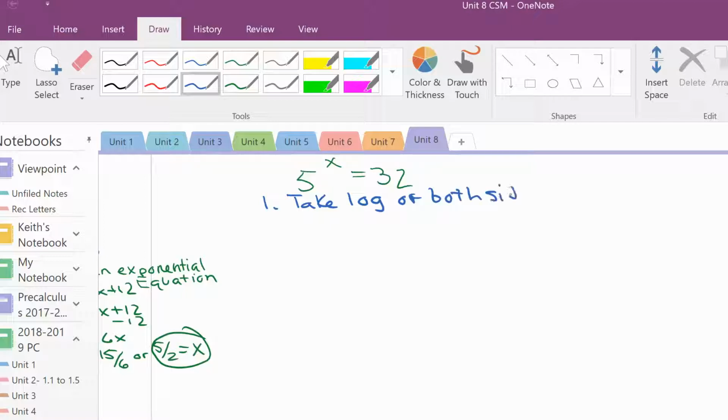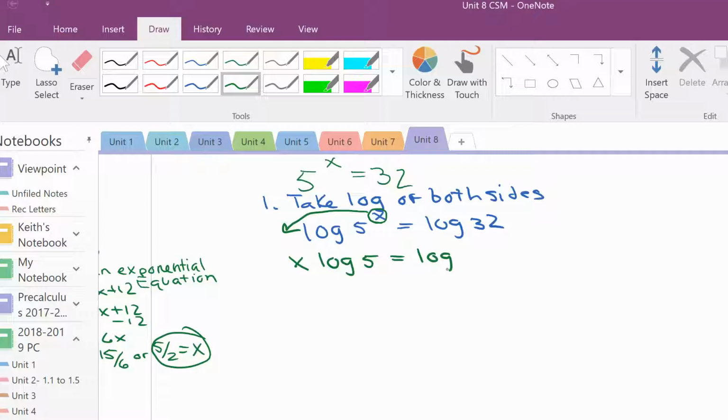The reason that we're going to take the log of both sides is we need something to get the x out of the exponent. So we're going to go log 5 to the x equals log 32. Because remember, if the log is raised to a power, we roll this to the front and make it multiplication. And then to get x by itself, we divide by log 5.